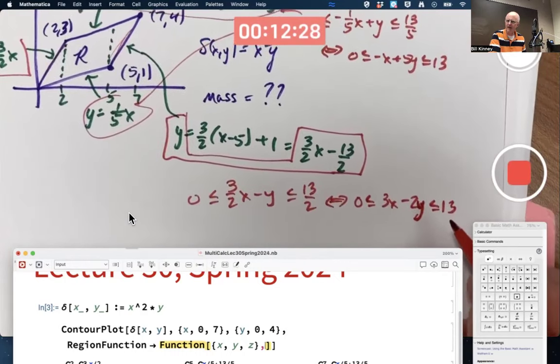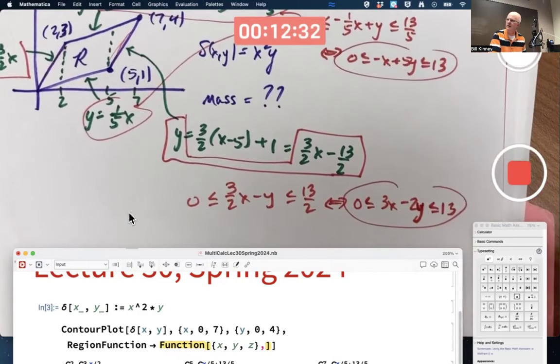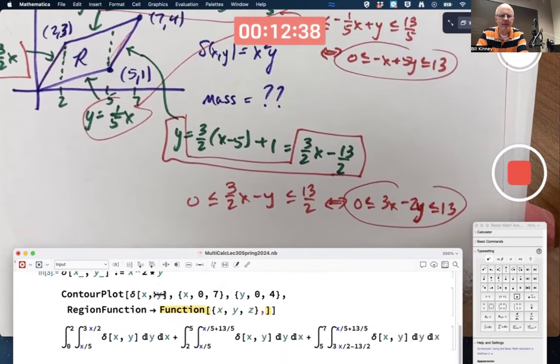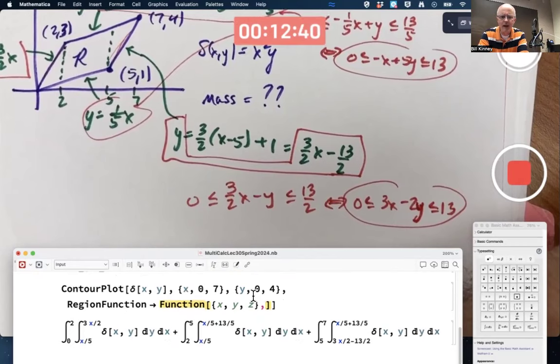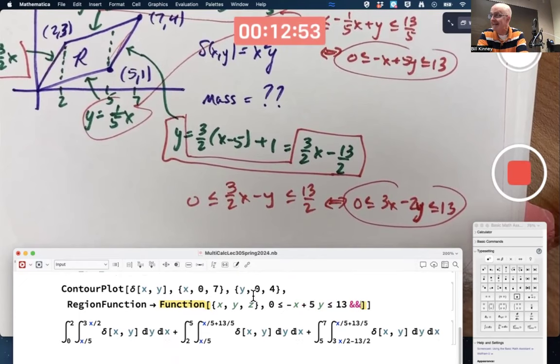Seems like to be in this parallelogram, both of these systems of inequalities need to be true. I think that'll work. Let's see. So I have to type those inequalities in here. So 0 is less than or equal to negative x plus 5y is less than or equal to 13. I also need to use a double ampersand that effectively means and. I want both sets of inequalities to be true.